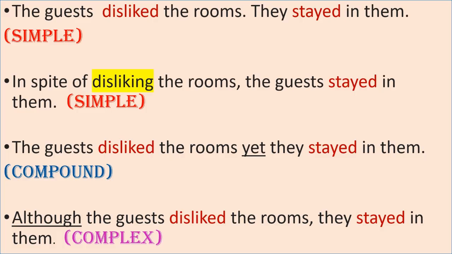The guests disliked the rooms. They stayed in them. In spite of disliking the rooms, the guests stayed in them. The guests disliked the rooms, yet they stayed in them. Although the guests disliked the rooms, they stayed in them. In this set of sentences, which you just heard, we have two different verbs, disliked and stayed.